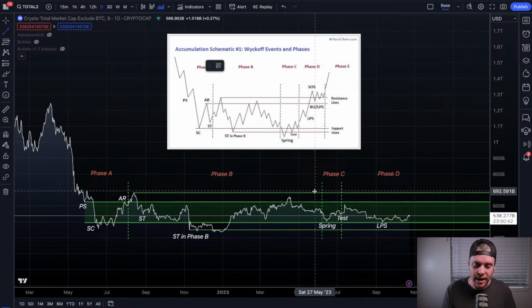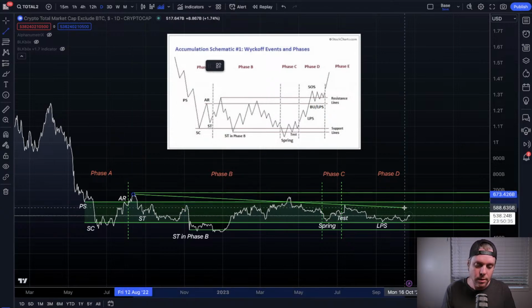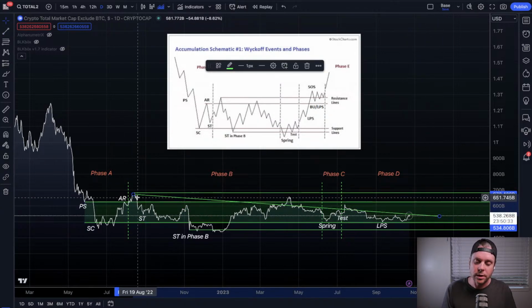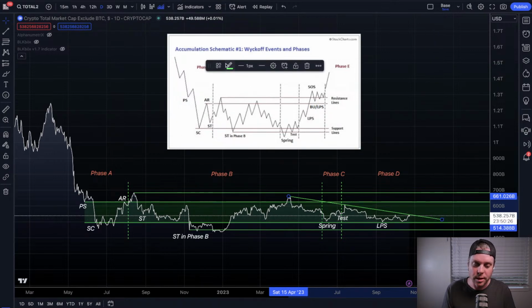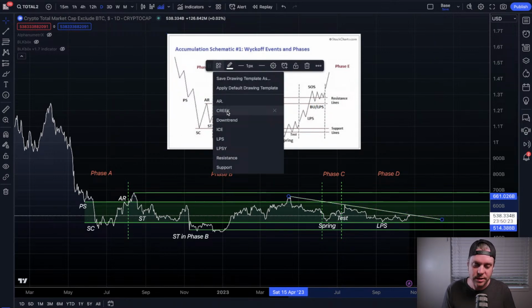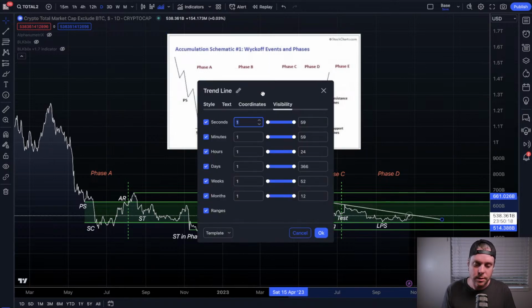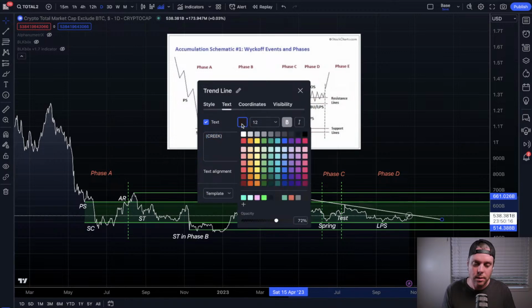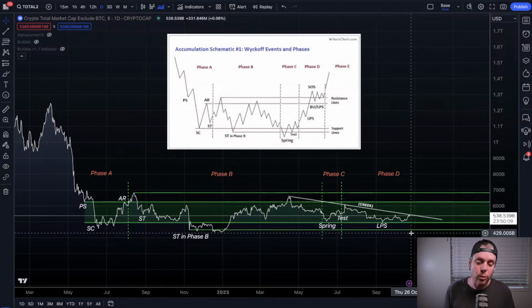And the resistance that we have right here goes back to this automatic rally level. Actually, it lines up a little bit better with this upthrust up here. We'll just call it the creek, and change the color to white. So we're looking for a break above this downward sloping line of resistance.